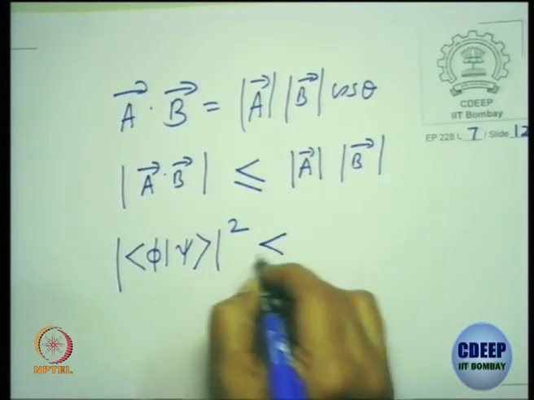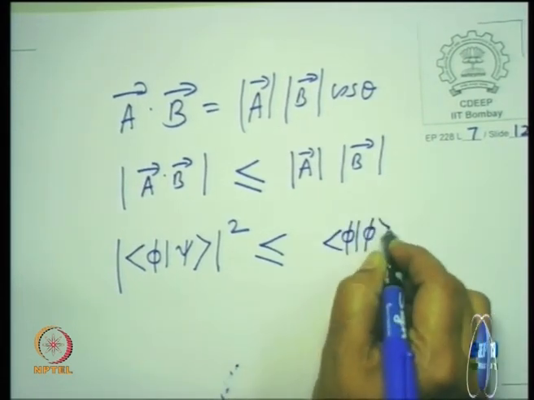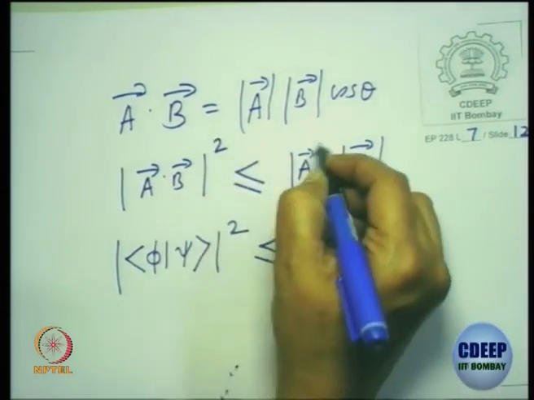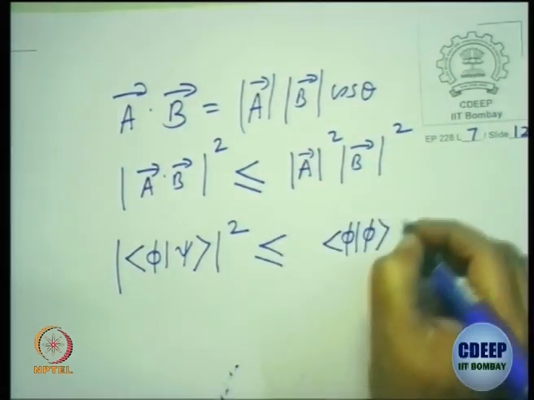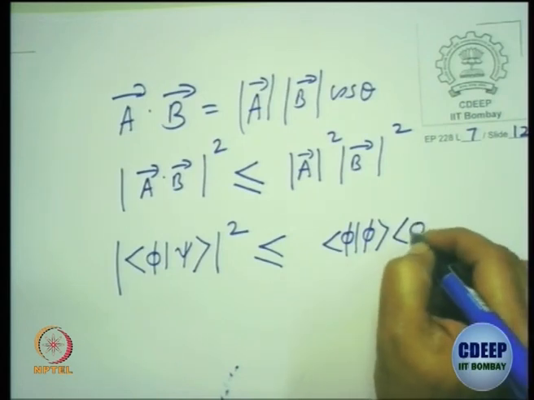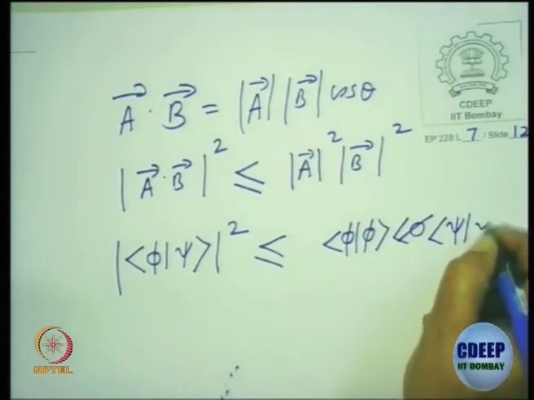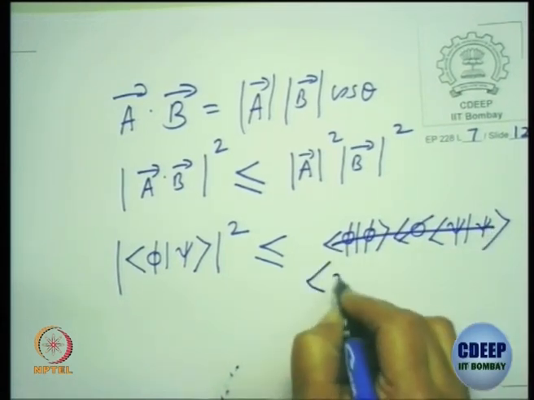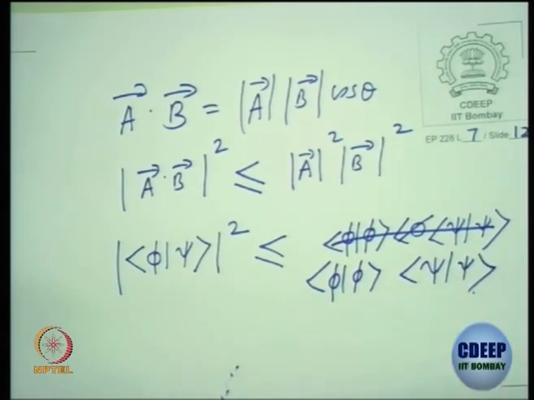and this will be less than or equal to phi phi, which is the mod squared of it. So, I am just squaring both sides, okay, that is what I am doing. What else? It's not right. Psi psi, is that right? So, maybe let me write it again. It is phi phi times psi psi. So, this is the Cauchy-Schwarz inequality.